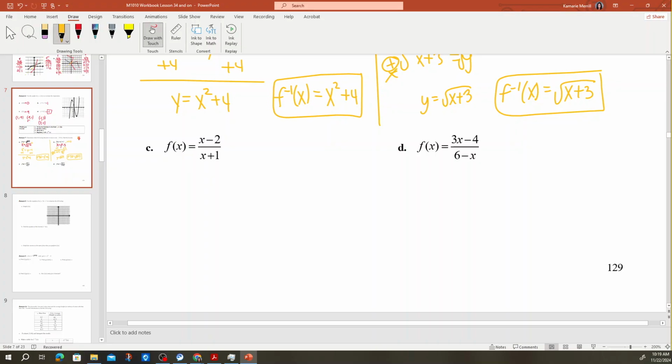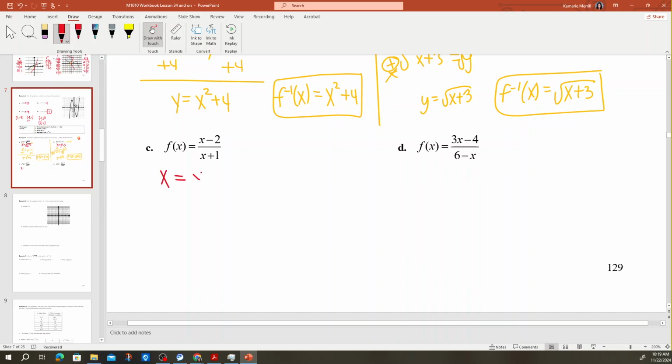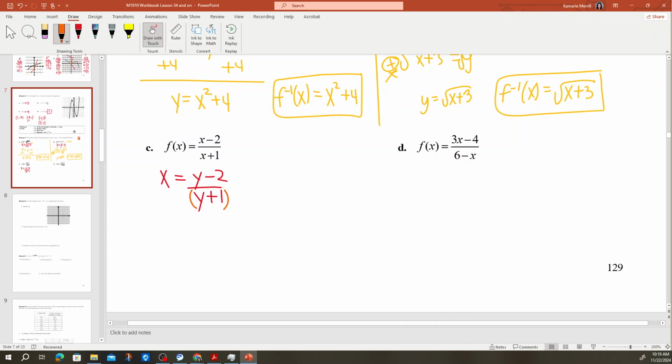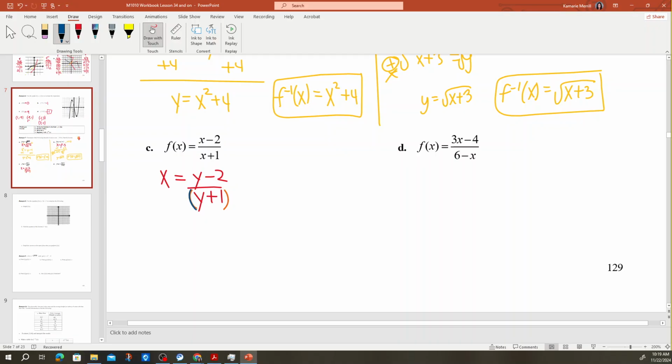All right, let's go ahead and start off by swapping, okay? So I'm going to say x equals y minus 2 over y plus 1. So where it gets tricky is I have 2 y's. Do you guys see how I have 2 y's? What would you guys do to get rid of this y plus 1 that's in the denominator? Let's do a different color.